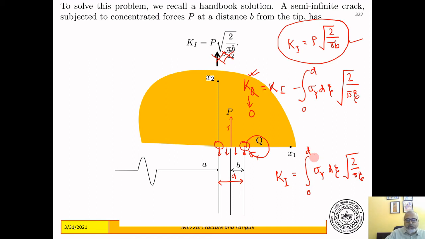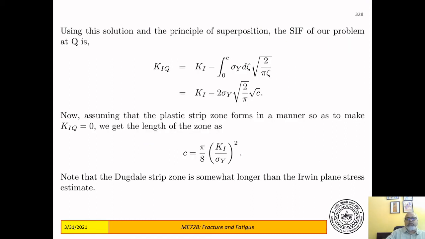okay, so there's a small notational problem here. This should be D and this should be T. I'm going to change that in the notes when I upload. So this is equal to 0. That's at the tip of the Dugdale zone.